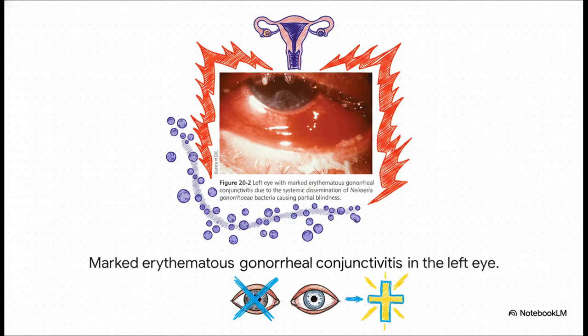Now take a look at this. This is a much more severe, systemic presentation called neonatal gonorrheal ophthalmia. This happens when a neonate picks up Neisseria gonorrhoeae while passing through an infected birth canal. Just look at the marked erythema. It is intensely red and inflamed. If this isn't hit immediately with targeted antibiotics, you're looking at deep corneal ulcerations and, tragically, ultimate blindness.